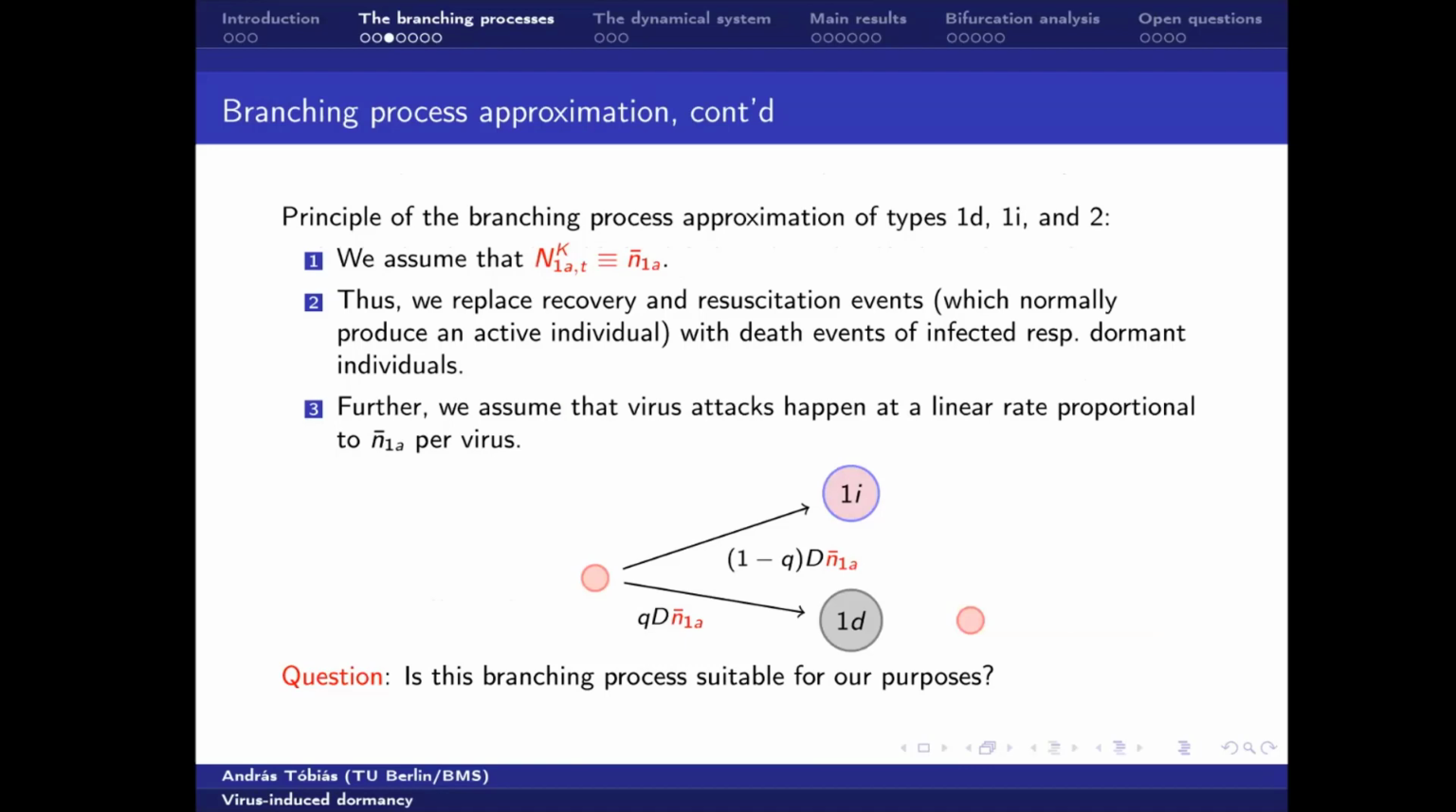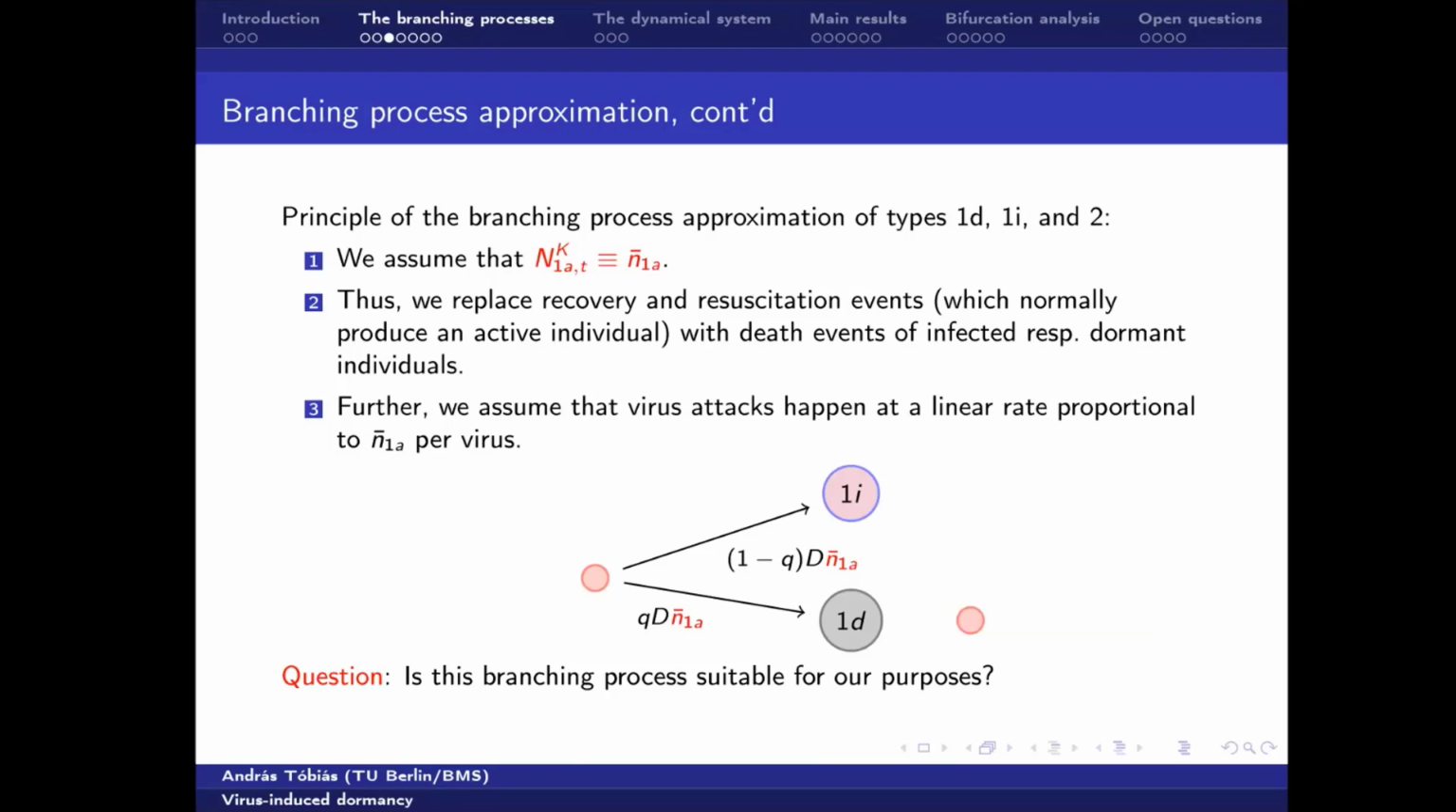So it's just in the equilibrium size. And then this means that if we have some resuscitation of dormant individuals or recovery of infected individuals, then we don't create new active individuals because they are assumed to be constant, but we just discard these individuals, so we just assume that they die.